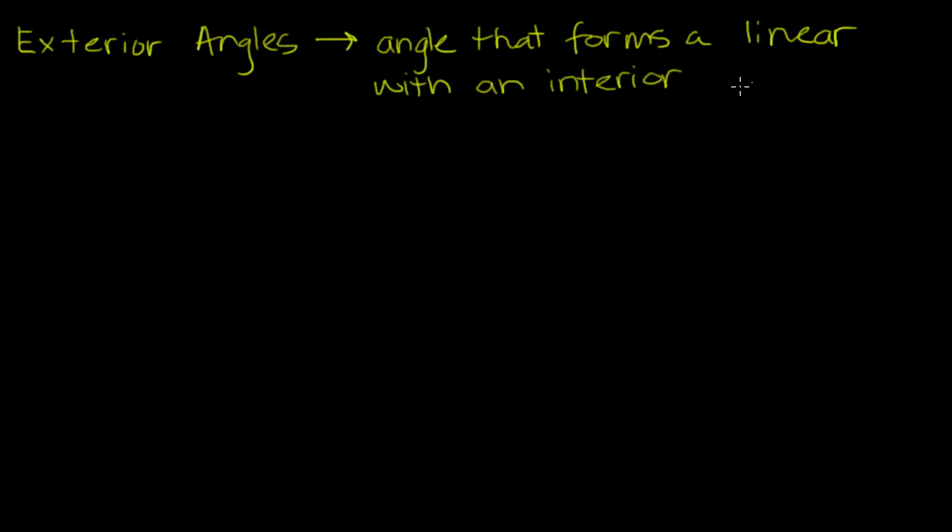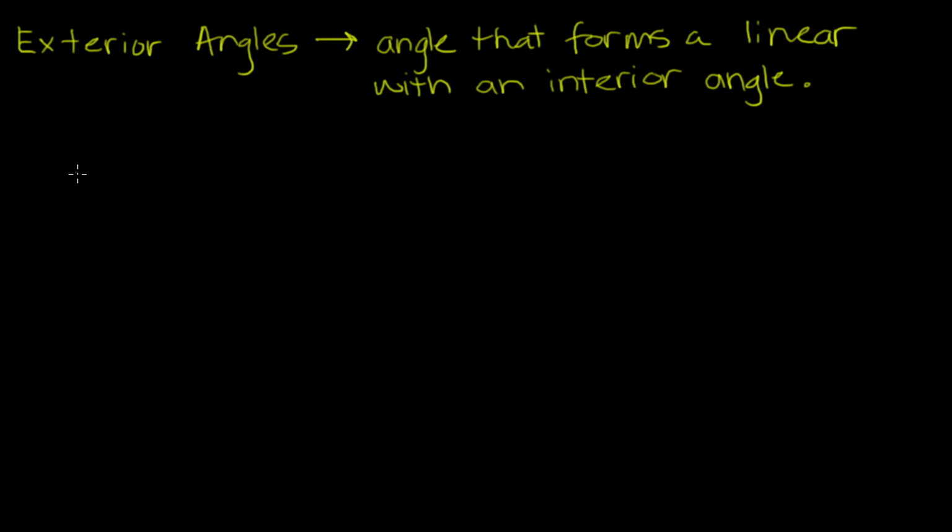Okay, so it forms a linear pair with an interior angle. Now, if you haven't written this down in your notes, you might want to take a chance to write this down. Stop, pause the video, whatever. But you definitely want this definition. The exterior angle is an angle that forms a linear pair with an interior angle. So let's take a look.